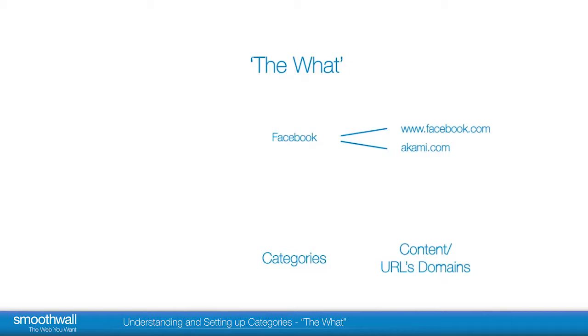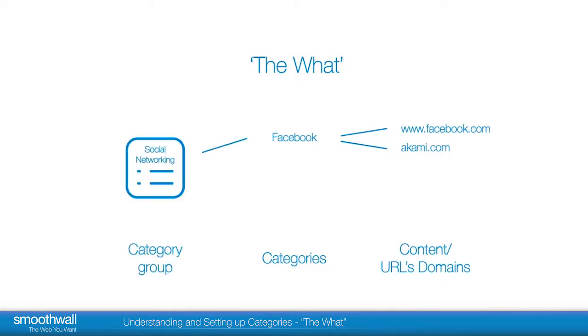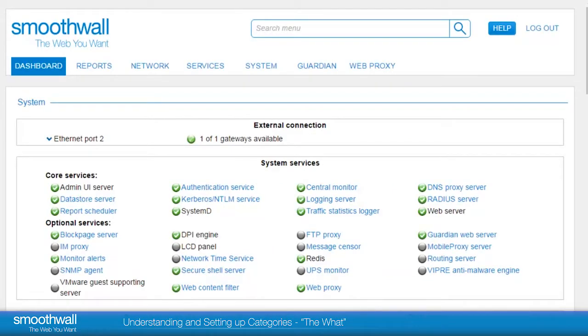For your convenience, it's also possible to block or allow based on category groups. For example, the category Facebook is part of the category group Social Networking. Blocking this category group would allow you to create a filtering rule for all common social networking sites very rapidly.